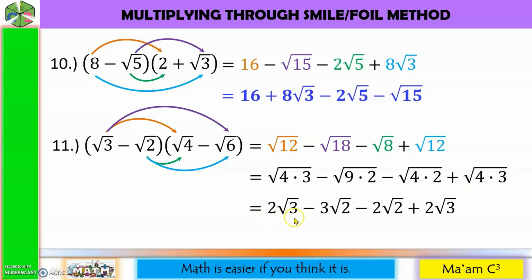And then 2 square root of 3 plus 2 square root of 3 is 4 square root of 3. Negative 3 square root of 2 minus 2 square root of 2. Negative 3 minus 2 is negative 5. And then copy square root of 2.